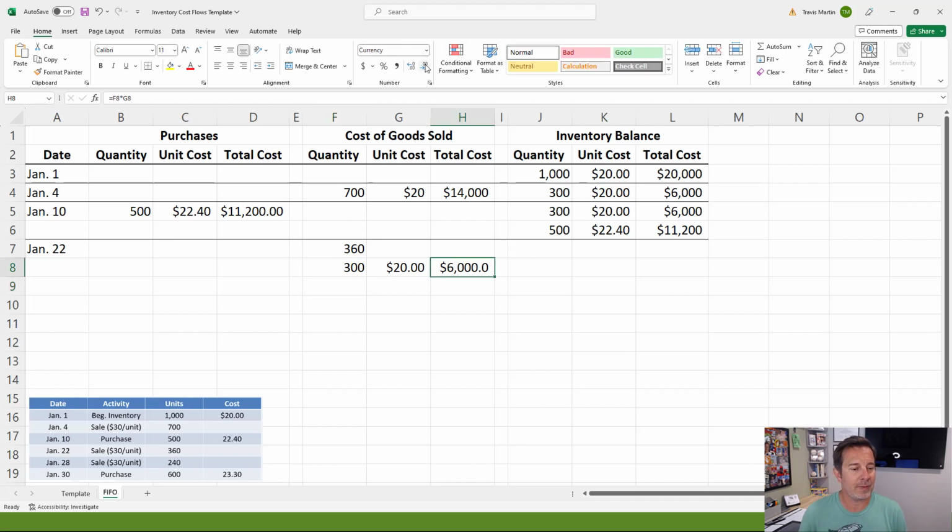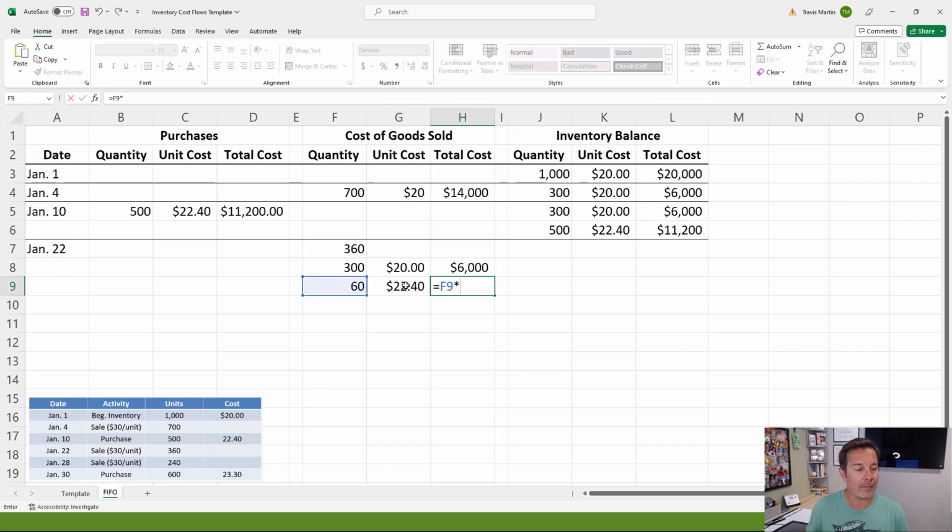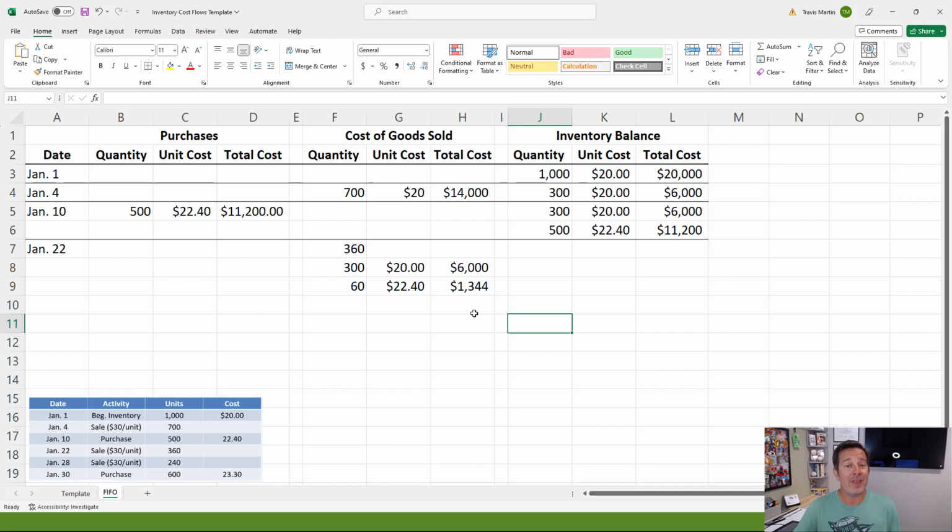$6,000 cost of goods sold. But I still have 60 more, right? I haven't pulled all that I needed to pull. I got 60 more to pull. So that additional 60 is going to have to come out of my layer of 500. 60 at 22.40. There we go, 13.44. So that's how FIFO is applied.